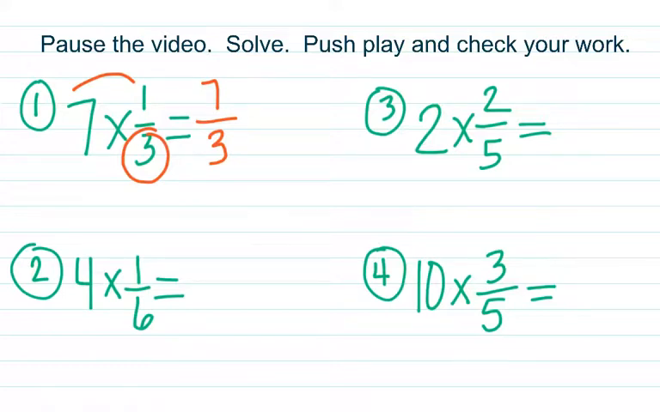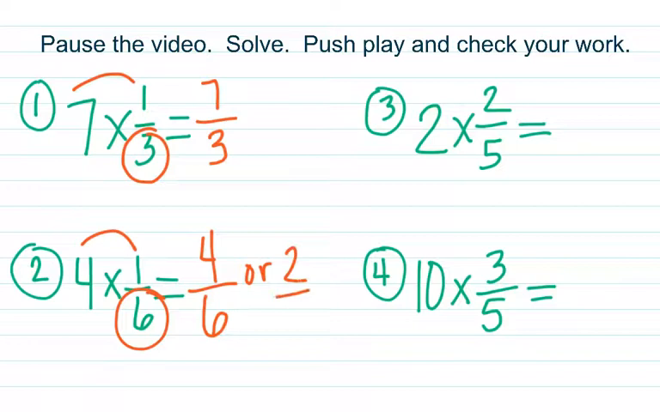Number 2 down at the bottom. 4 times 1/6. 4 times 1 is 4. We leave the denominator the same, 4/6. Some of you might be wanting to simplify that, which is fine. So 4/6 would be the same as 2/3 because I divided the top by 2 and I divided the bottom by 2.